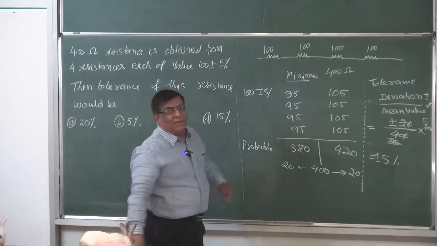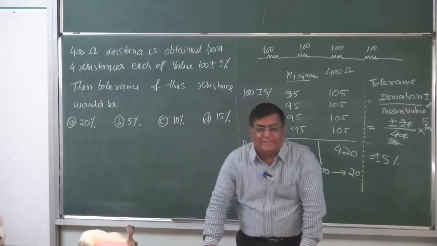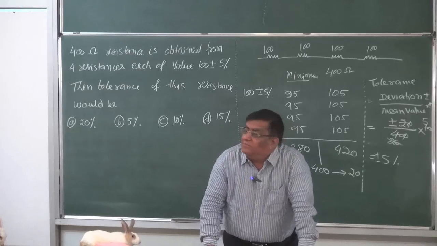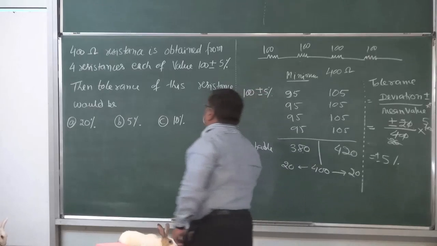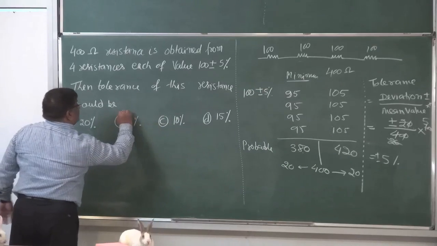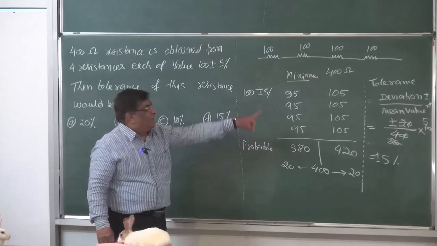So see, in errors what rule did we remember? If we add the quantities, the errors will be added. If we multiply, the errors will be multiplied. Here nothing like that happened, because our total value has also increased. So what will be our answer here? This is the appropriate answer, and this is how we can conclude it.